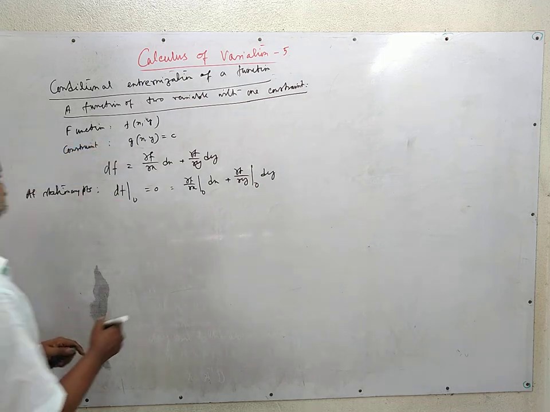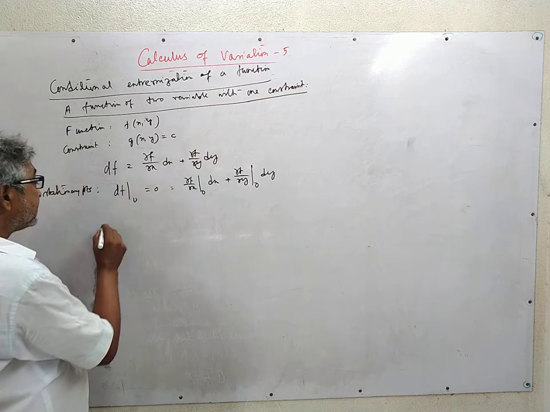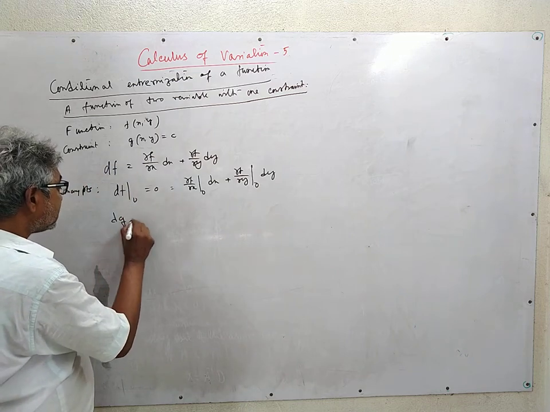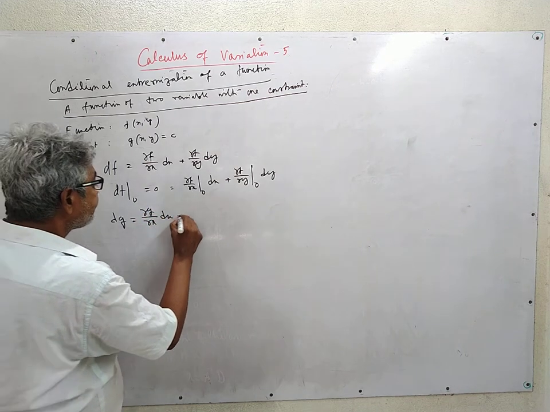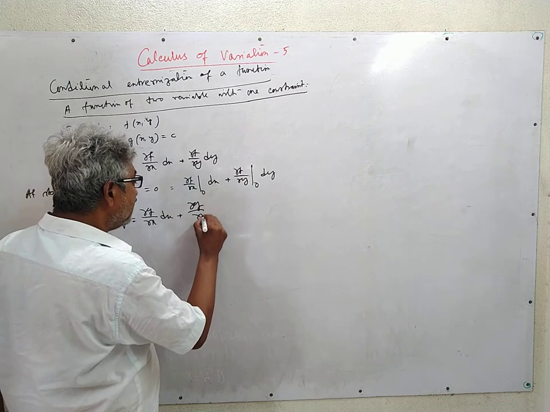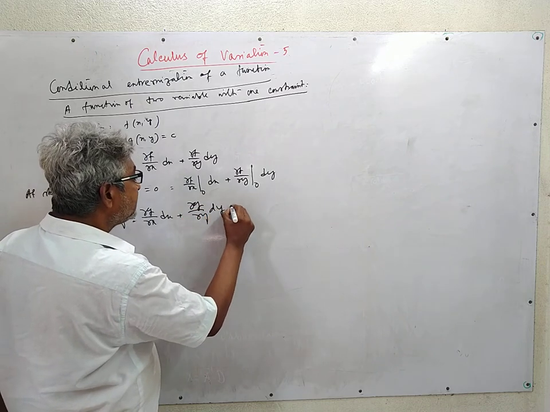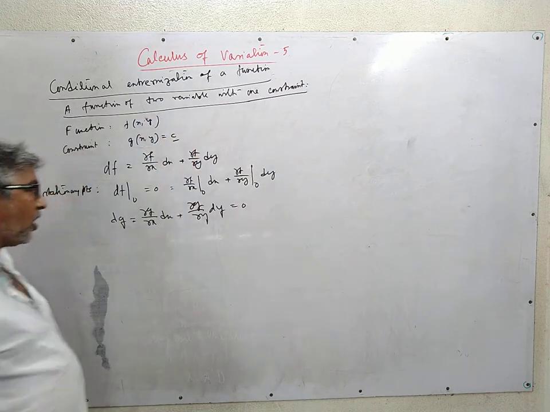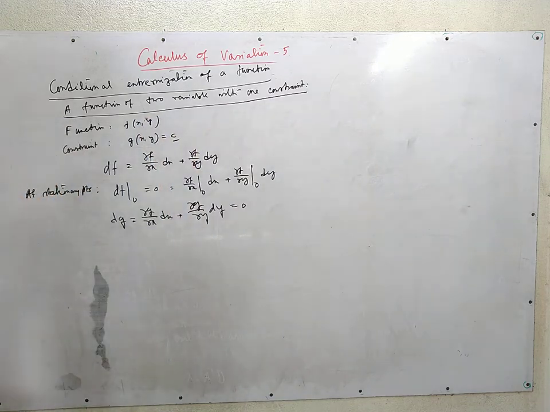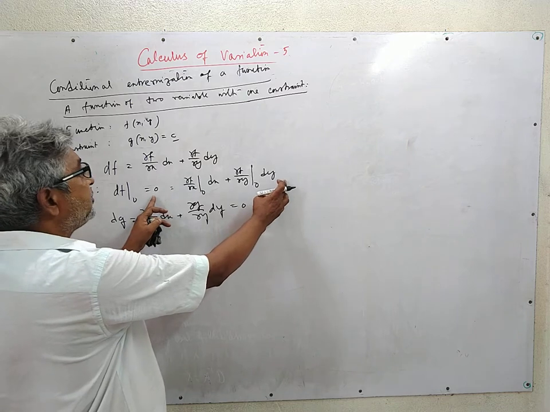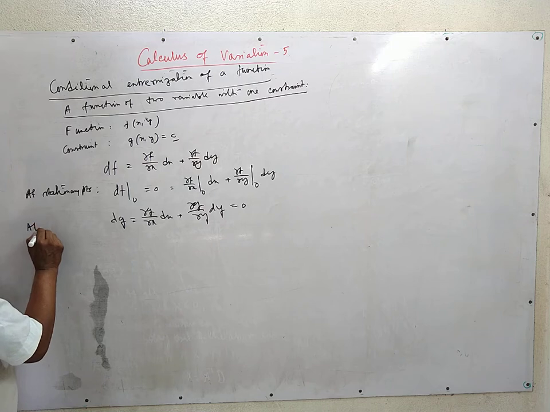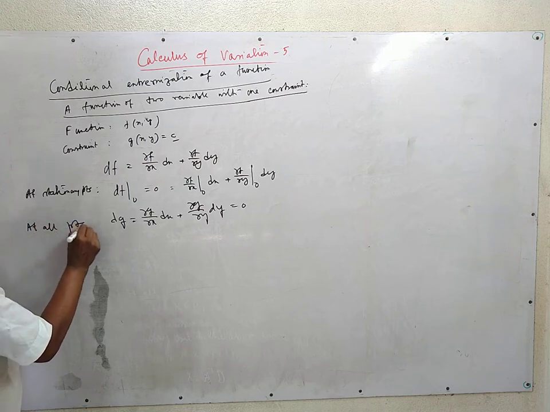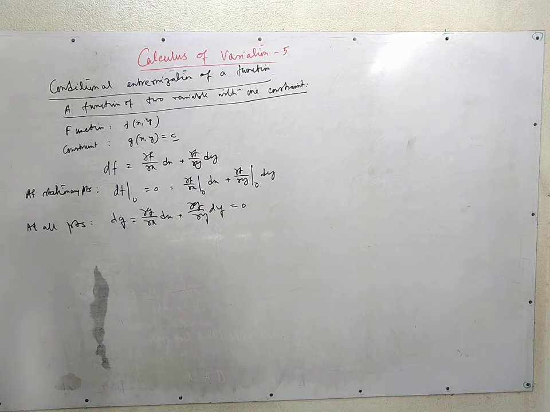So while we write the equation of constraint in the differential form as dg is equal to del g del x dx plus del g del y dy, this is equal to 0 because it is equal to a constant. Note that the df condition is equal to 0 only at stationary points, and this is at all points. At all points, even the stationary point is also included in this.